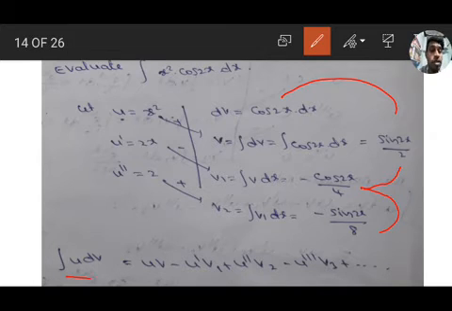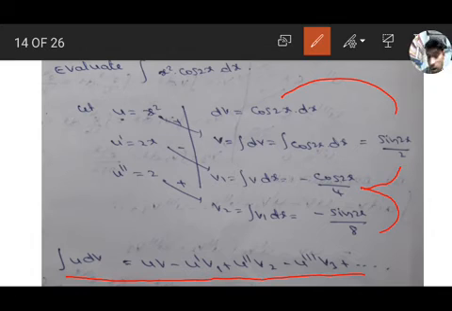Next, by Bernoulli's rule, integration of u into dv equal to uv minus u dash v1 plus u double dash v2 minus u triple dash v3 plus and so on. But here the formula goes up to u double dash only; from u triple dash onwards it is 0.